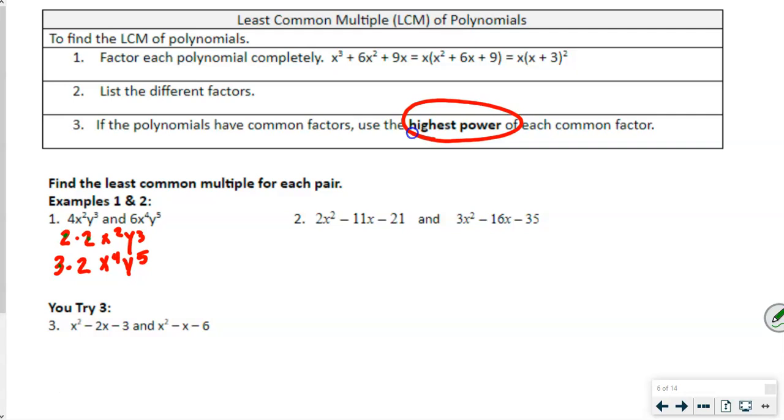So what we're going to do to get our least common multiple is multiply 3 times 2 times 2, and then we're going to take the biggest powers, the x to the fourth and y to the fifth. So that's going to give us 3 times 2 is 6, times 2 is 12. So it's going to be 12 x to the fourth, y to the fifth. Okay? So on the next one, we're going to factor both of these.